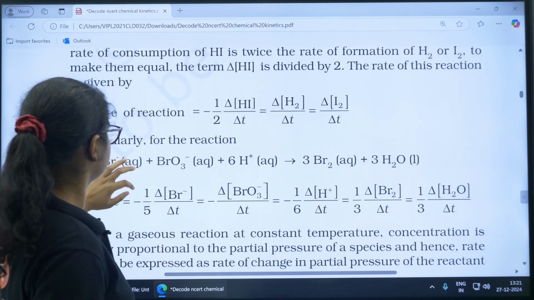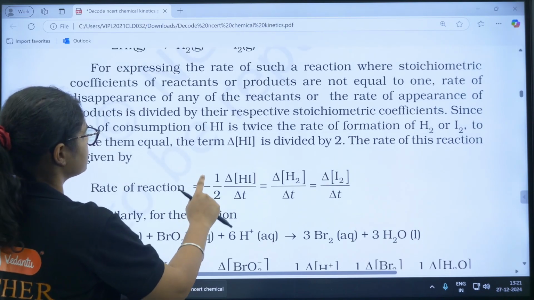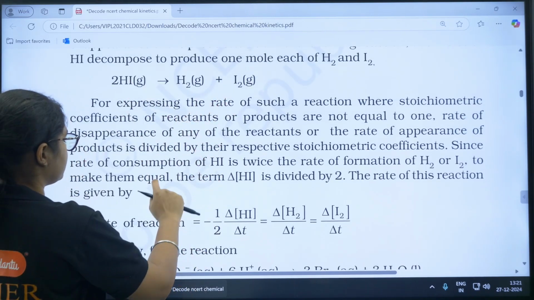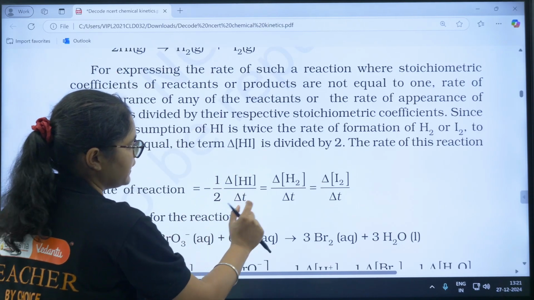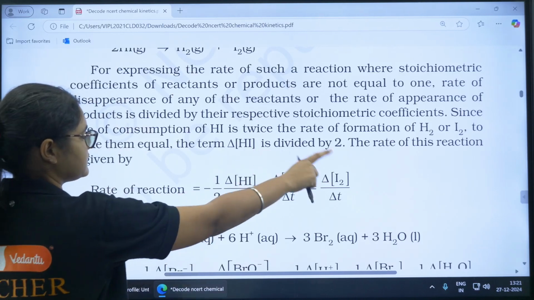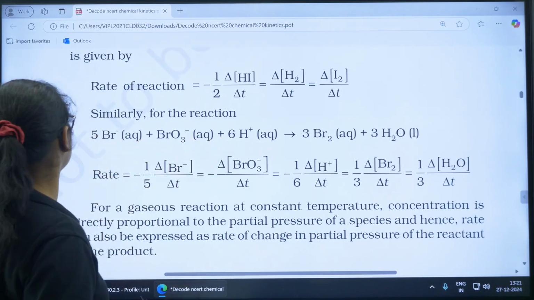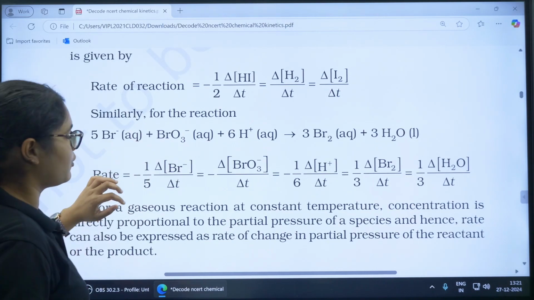Next we will see how to write the differential rate equation. This is important. Suppose this is the reaction, 2HI gives H2 and I2. So how do we write it? The rate of the reaction is equal to minus half of d[HI] by dt, which equals plus d[H2] by dt, which equals plus d[I2] by dt. This is the expression for the rate of the reaction. Similarly, you can practice this as an example, this is important.